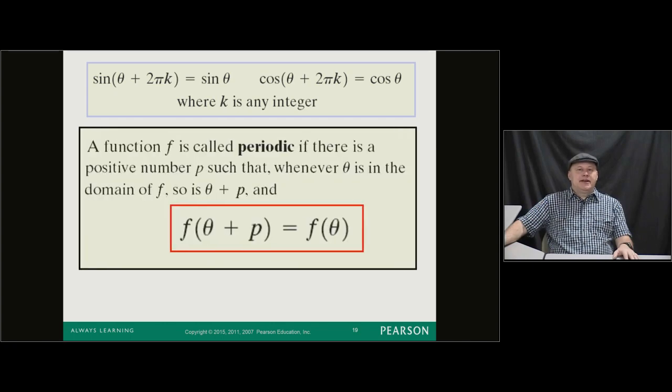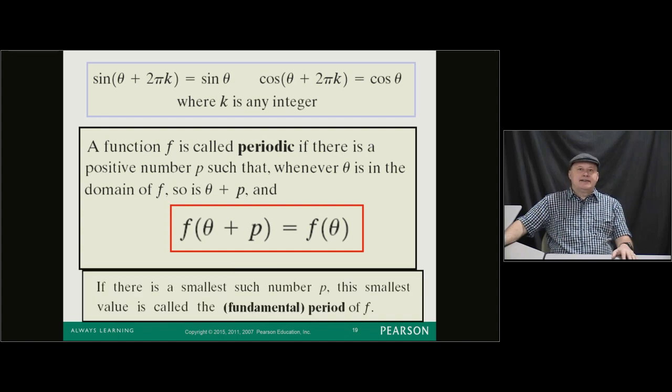A function is called periodic if there is a positive number p such that whenever theta is in the domain of f, so is theta plus p, and f of theta plus p is equal to f of theta. So in that last example, the p was 2 pi because I can go all the way back around and come back to it. So f of theta plus 2 pi is equal to f of theta. In other words, sine of theta plus 2 pi equals the sine of theta. So that's what that last one was referring to.